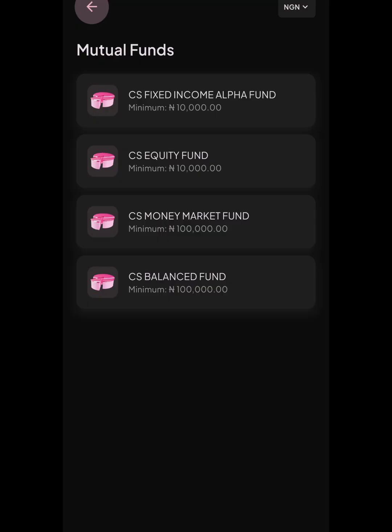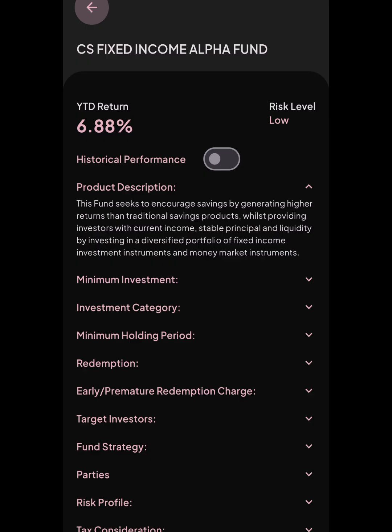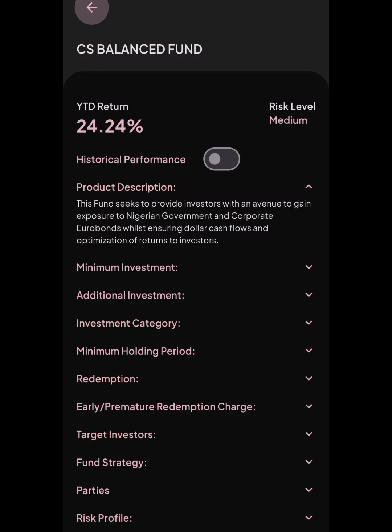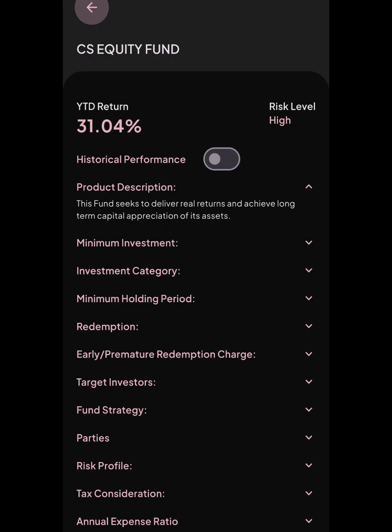And then they have this CS Income Alpha Fund. If you click on it, it basically explains itself. But as you can see, the risk is low. When you come to balanced, the risk is medium. And when you come to this CS Equity Fund, and that is why I'm making this video, the risk is high.